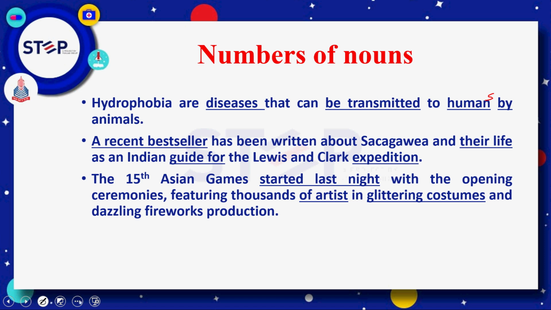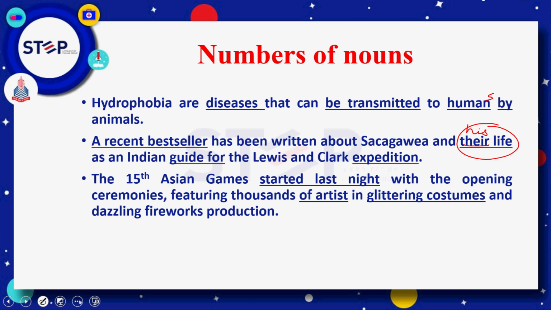A recent bestseller has been written about Sacagawea and their life as an Indian guide for the Lewis and Clark expedition. Sacagawea is a singular subject, singular noun, and its life or his life rather. So this their is wrong. It should be his, or I don't know if it is a female noun, then it should be her, but it doesn't make any difference. The answer lies here in this area.